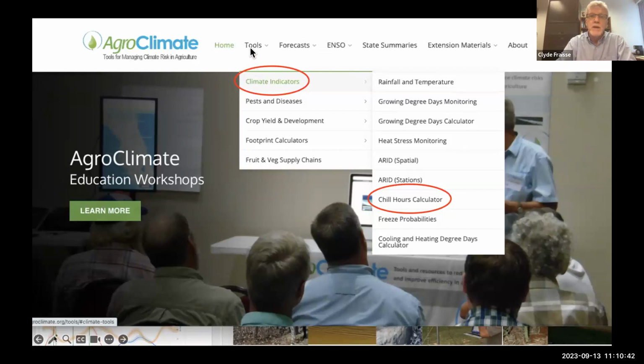And of course, the main thing here are the tools. If you click on tools, we have several different topics. We have climate indicators, pests and diseases, crop yield and development, footprint calculators, and the project that was recently finished with WSU, where we look at climate change projections for fruit and veg crops. We do have forecasts. We don't produce any forecast, of course. We just facilitate the access to different forecasts in the system.